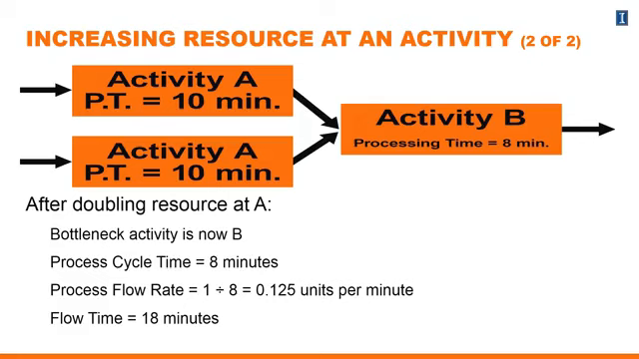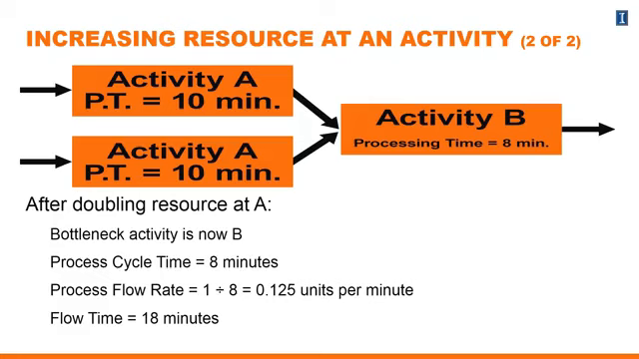So if I were to ask you for the process cycle time, it's going to be based on the processing time of activity B, and that's 8 minutes. The process flow rate is now based on that new cycle time of 8 minutes, so it's 0.125 units per minute. What you'll notice is the flow time has stayed the same. It still takes 10 minutes for activity A to get done, whether it's done by the first resource or the second resource that we put into activity A, and it still takes 8 minutes, so it's 10 plus 8, 18.